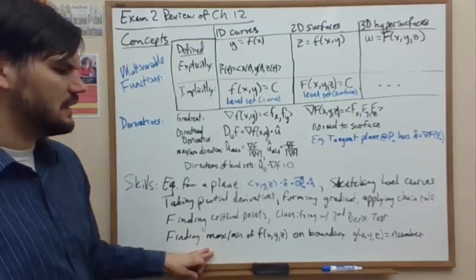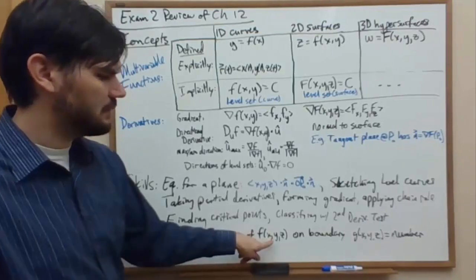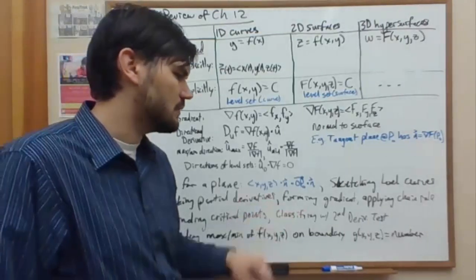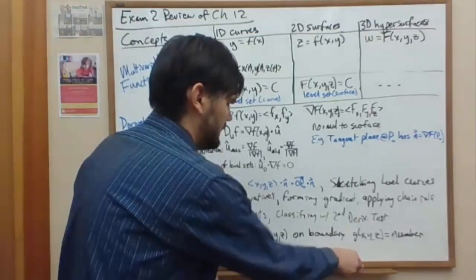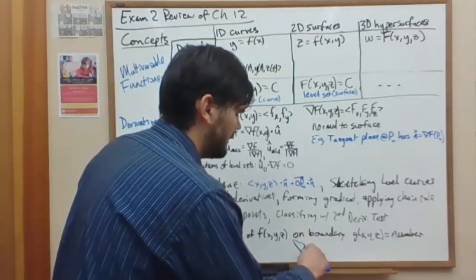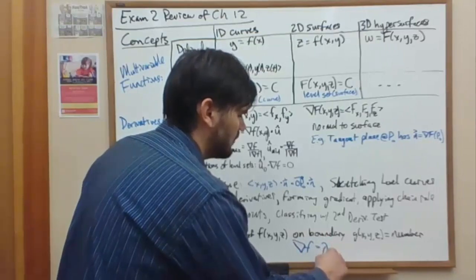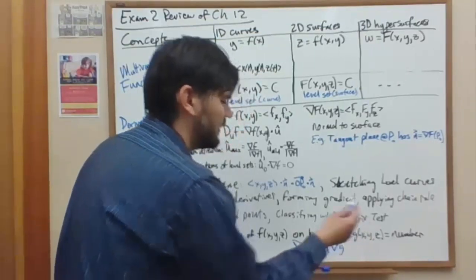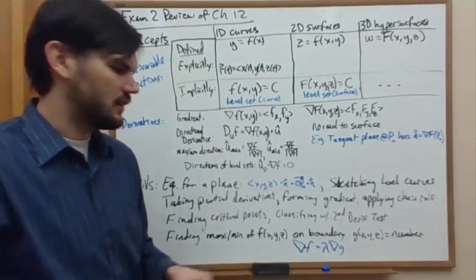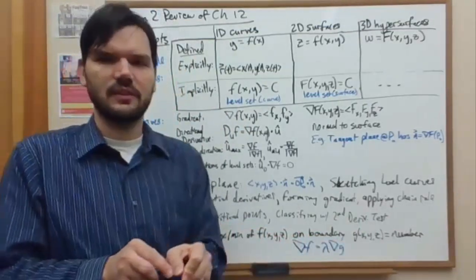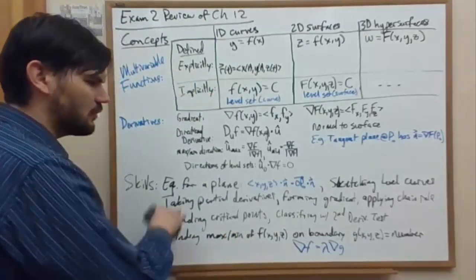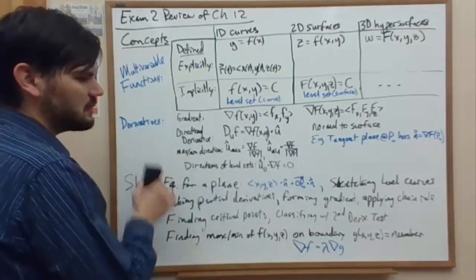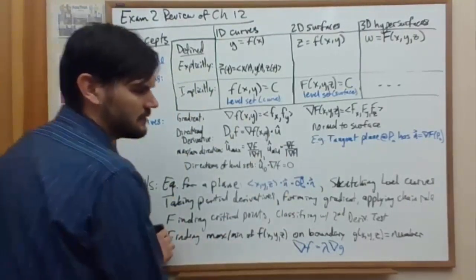And then finding max and min of a function on the boundary. It can either be a function of 3 variables or 2 variables. But what we're doing is setting the gradient of f equal to a multiple of the gradient of g, and that is Lagrange multipliers. Okay, so that's the quick snapshot of the overall topics, concepts, and skills. Let's go and do some problems.